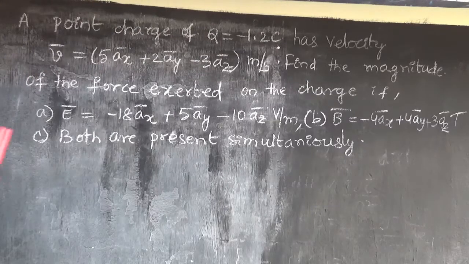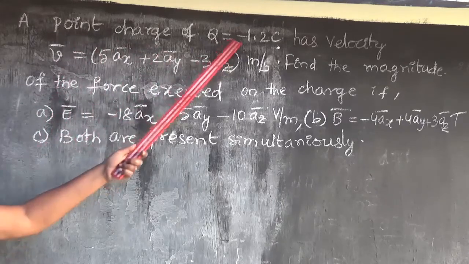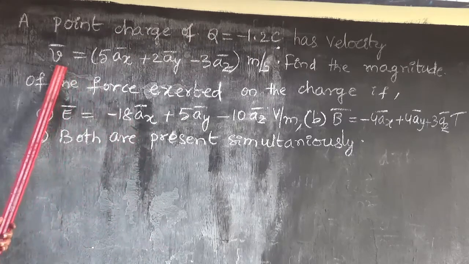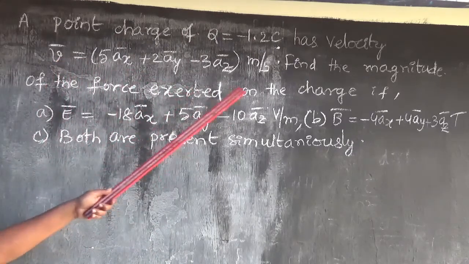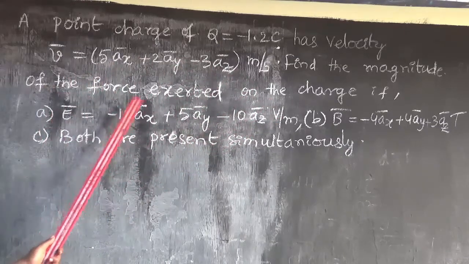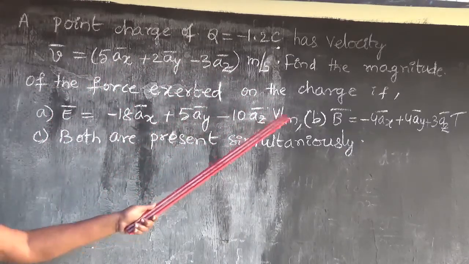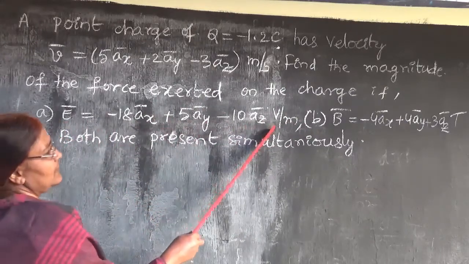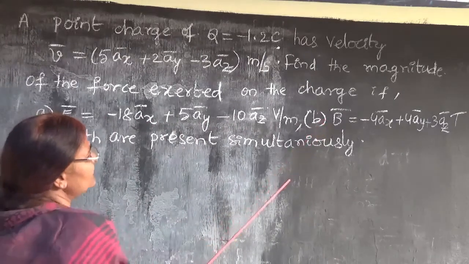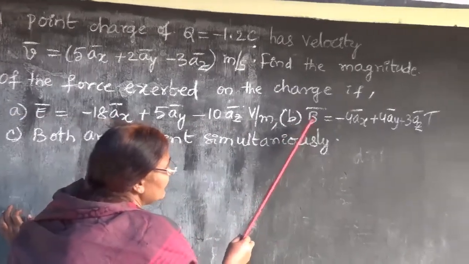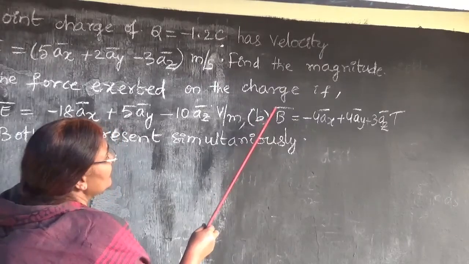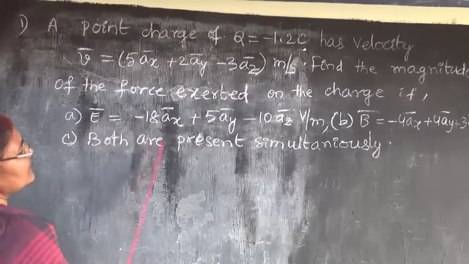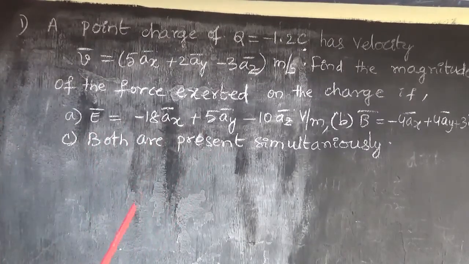So here is the problem. One point charge of minus 1.2 coulombs has been given and a velocity is also given. Find the magnitude of the force exerted on the charge if E bar, the electric field, and B bar, that is the magnetic field density, are given, and both are present simultaneously.